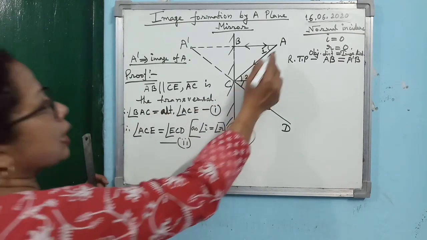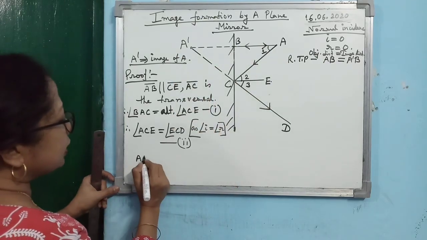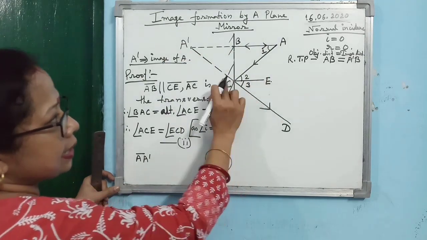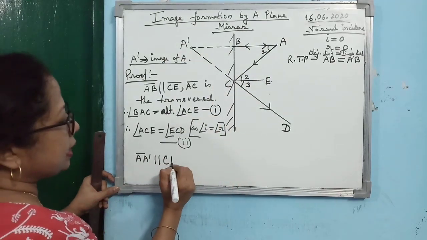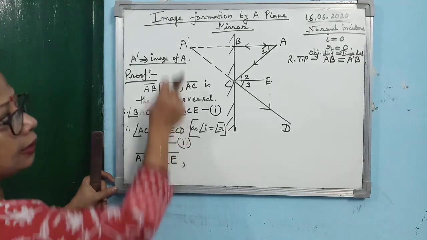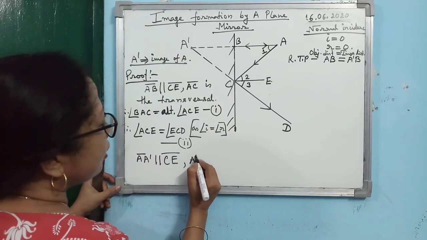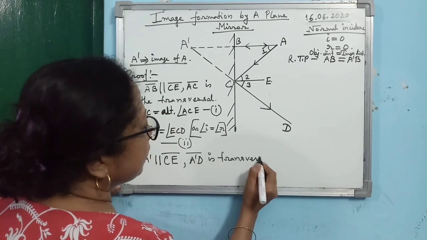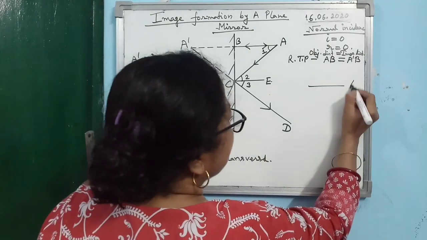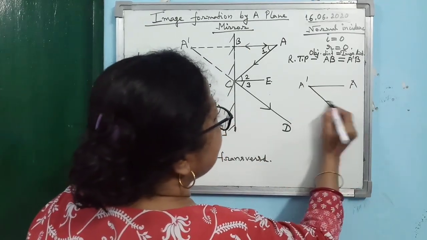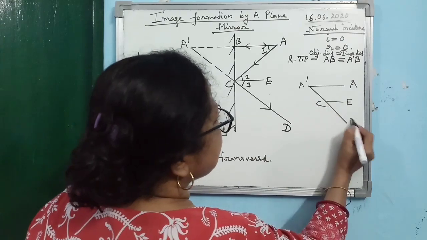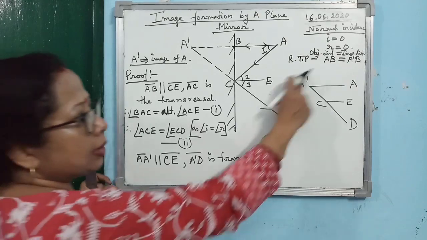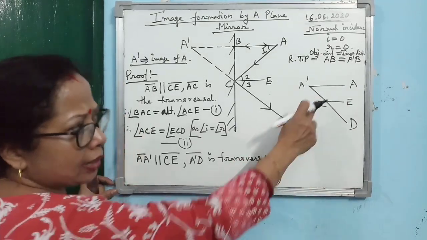Now come to this one. Consider the line A dash D and CE. A dash and CE are parallel to each other, and A dash D is the transversal. I hope I don't have to draw the diagram separately, or shall I draw it? You see here A dash, and then this is CE and this is D. I have drawn the diagram separately here. You don't have to draw this diagram; I have drawn it for your understanding.